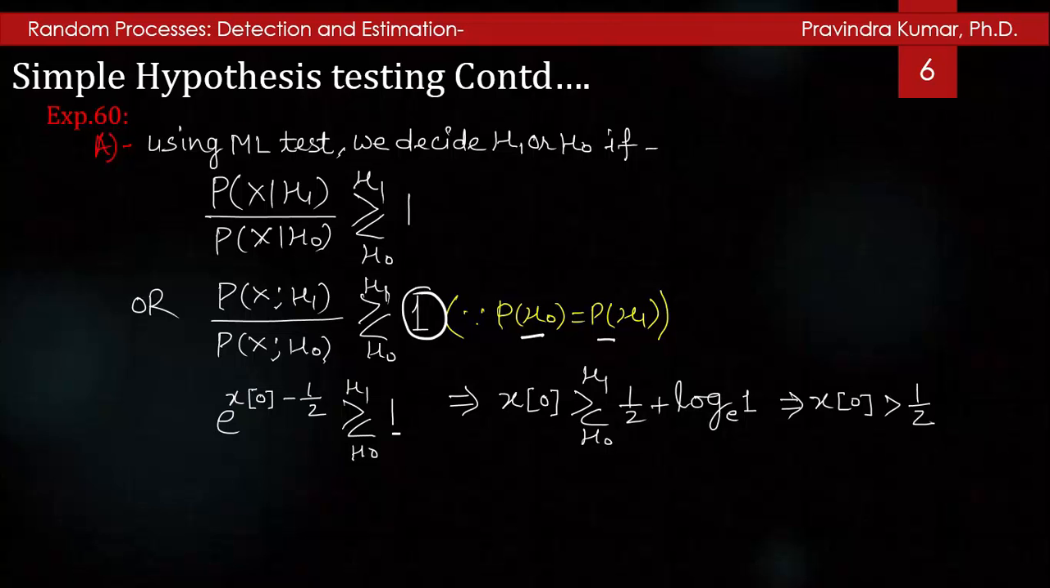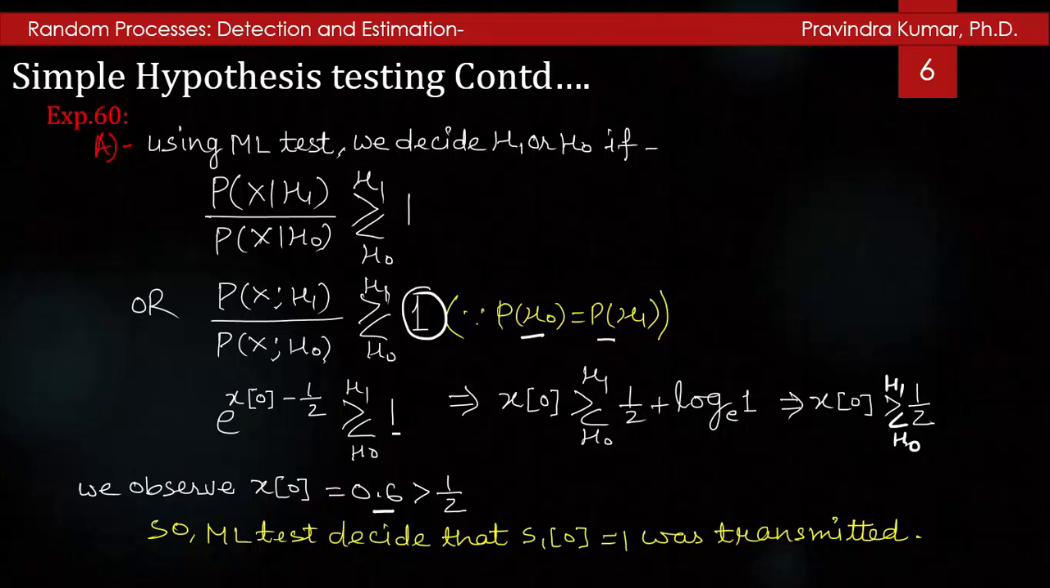So x0 greater than 1 by 2. This means when x0 is greater than 1 by 2, then we will decide H1, and when x0, the observed sample, is less than 1 by 2, then we will decide H0. You have been given that x0 is 0.6, and 0.6 is greater than 1 by 2. So this test decides the signal 1 was transmitted.